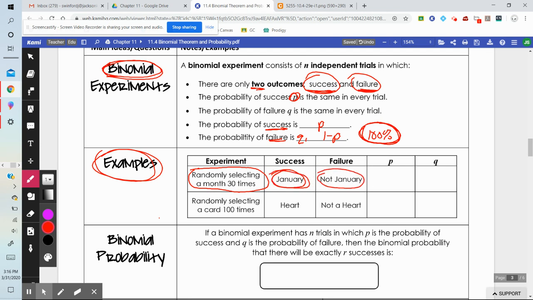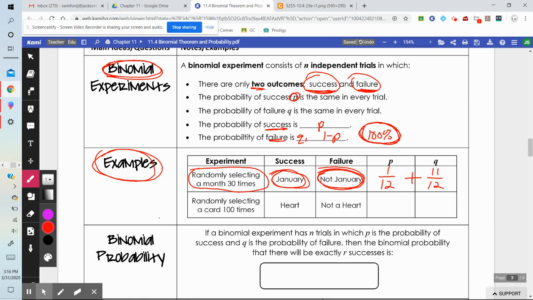So this is a binomial experiment because you have a success and you have a fail. There's no in between. There's nothing else. The chance that we're going to select January is 1 out of 12. The chance we're not going to pick January would be 11 out of 12. We can see this is a binomial experiment, because if you add these two together, those are the only two things that can happen.